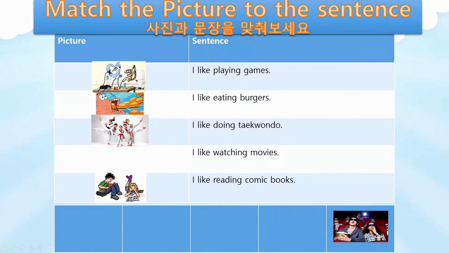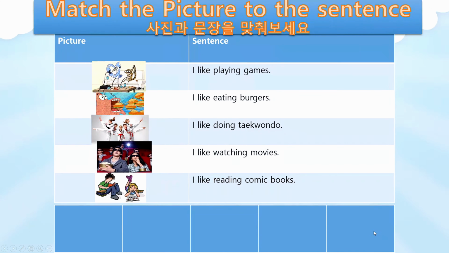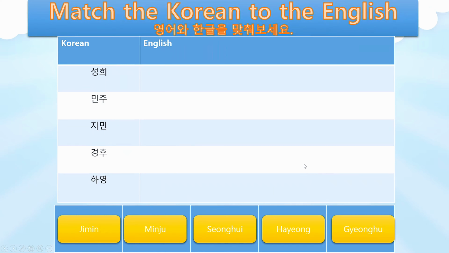Yeah, good job. All right, what's next? Match the Korean to the English. All right, so number one. Okay, before we do, let's read the names. Songi, Minju, Min, Jimin, Kyungwoo, and Hayoung.